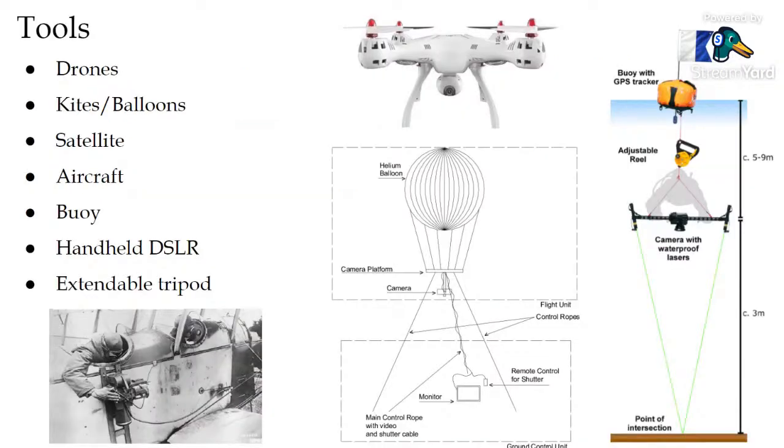So depending on your subject, you'll need to think about what tools you'll have to use. Drones are a very common one used these days to document large areas. In the past, balloons and kites were commonly used in place of drones. But satellites, aircrafts, buoys are still used, as well as handheld DSLR, and sometimes with extendable tripods in order to reach those hard-to-reach places.